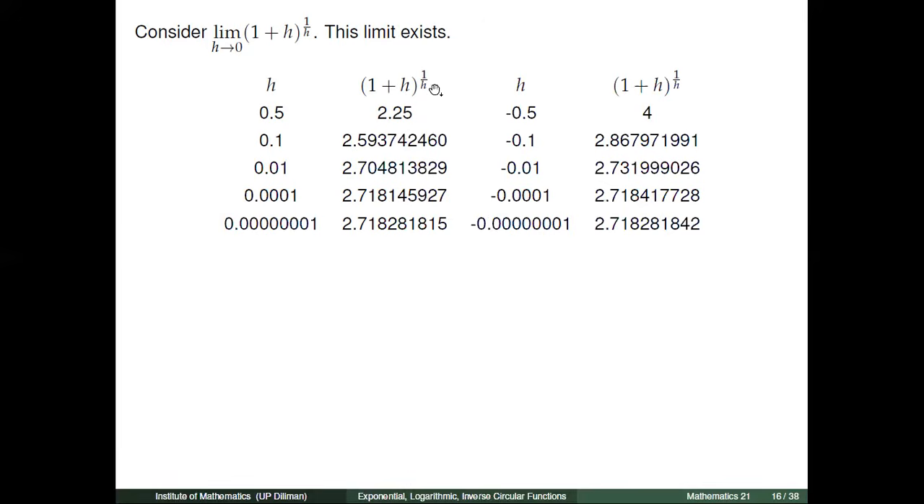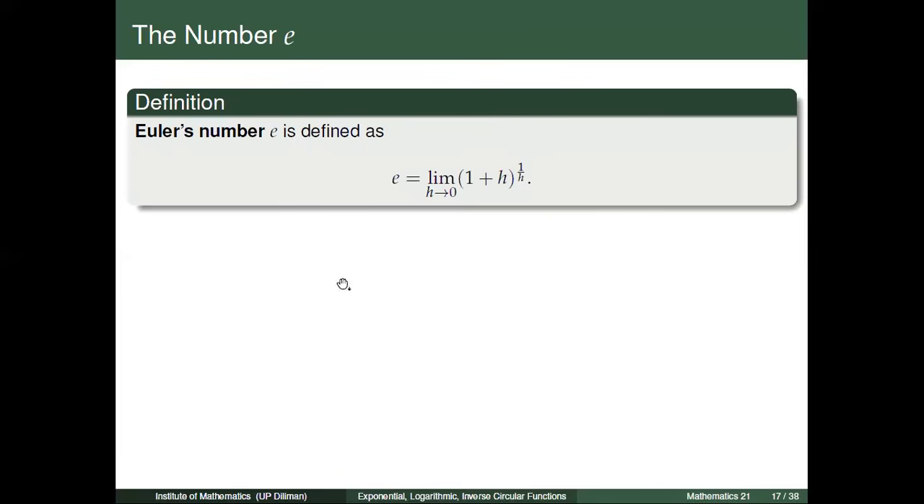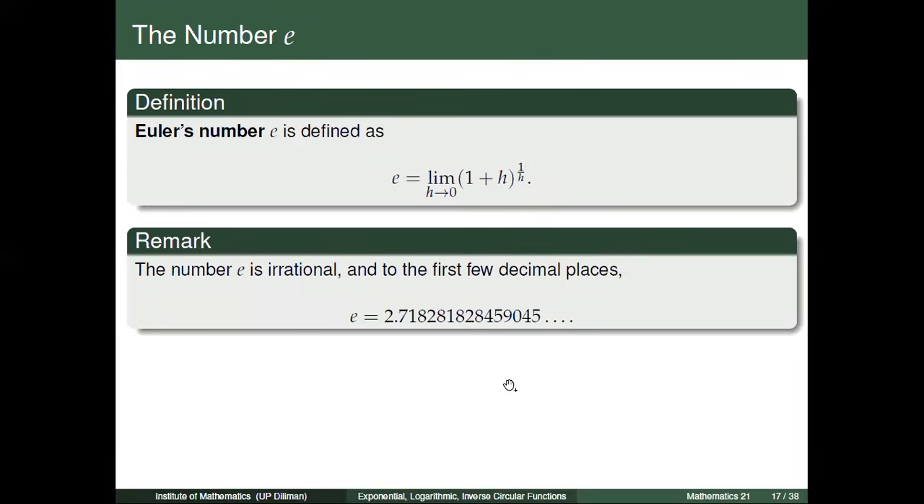And note that (1 + h)^(1/h) seems to approach a number that is around 2.71828. Now, the actual limit as h approaches 0 is what we call the number e. Okay? And we have the following definition. Euler's number e is defined as the limit of (1 + h)^(1/h) as h approaches 0. Okay? This is the limit in the previous slide. This number is irrational, and to the first few decimal places, it is equal to this.